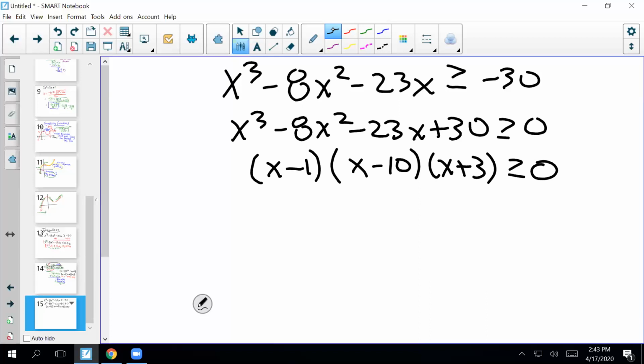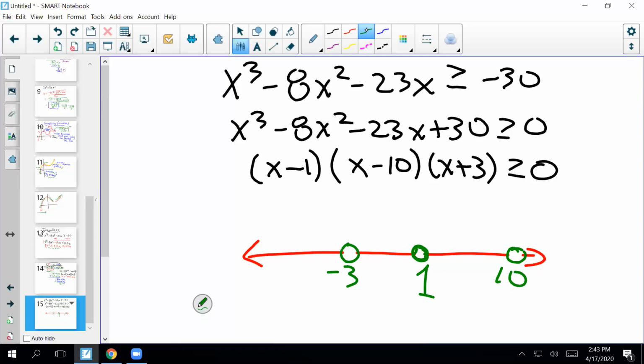So the way I like to do this, like I said, is to do a number line. So the three critical points that I have are, from x minus 1, I have 1. Let me do an open circle to start with. We have x equals 1. We've got x equals 10, maybe that's way over here somewhere. And x equals -3. All right, 10 is over here, -3 is over here.